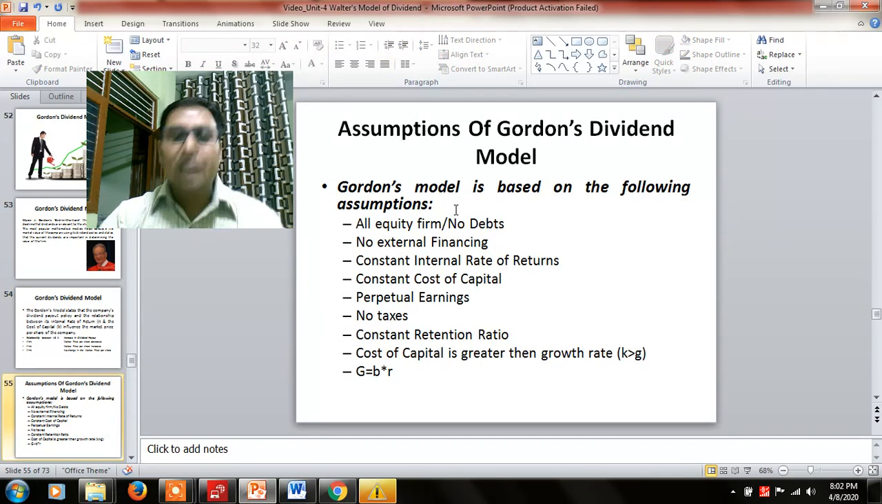Gordon's model is basically based on assumptions. The assumptions of Gordon's are: it is an all-equity firm, which means there will be no loans and external financing is not allowed. A constant rate of return will be there, and the cost of capital will also remain constant. Taxes will not be applicable in this model, and a retention ratio will also be there.